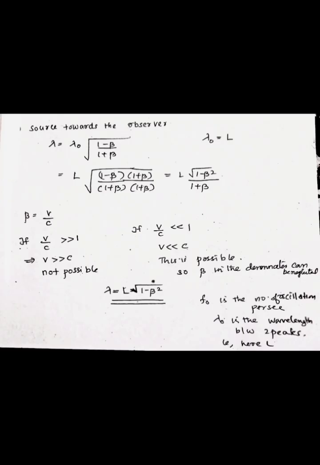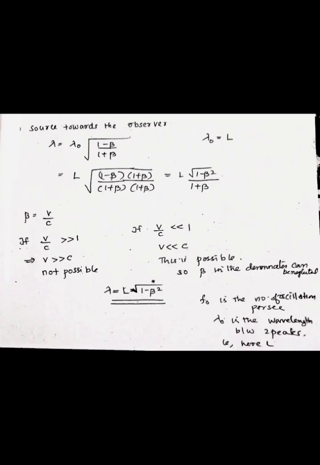So we can write this is equal to L into square root of (1 minus beta) divided by (1 plus beta), multiplying 1 plus beta on the numerator and denominator. We can write it as L into square root of (1 minus beta) into (1 plus beta) divided by (1 plus beta) into (1 plus beta). So this is equal to L into square root of (1 minus beta square) divided by (1 plus beta). And we know that beta is equal to V by c.